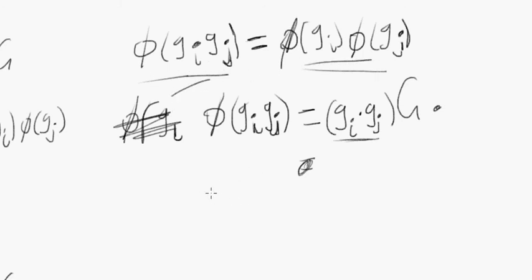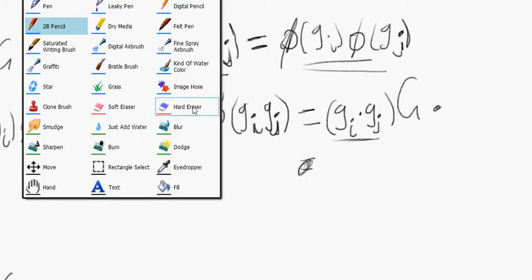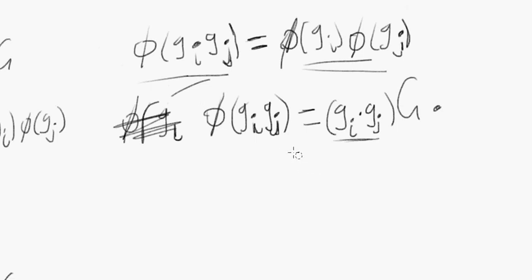So now let's check phi of gi instead. What's phi of gi times phi of gj?